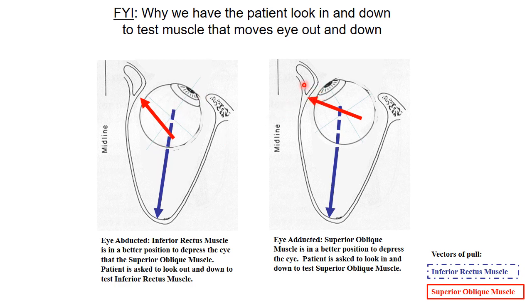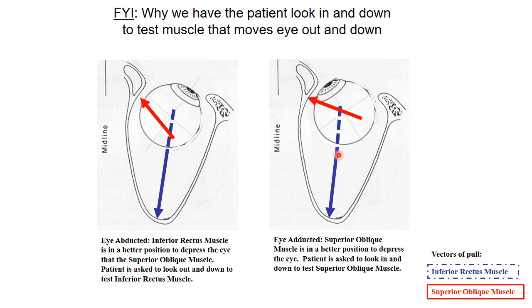Now, if you have the patient look in first, this vector of pull for the superior oblique is much closer to the sagittal line right there, a much better position to depress, and it's at least as good a depressor as the inferior rectus in this position. So anyway, all of this is just to resolve a mystery that a lot of clinicians are confused about. Superior oblique, the actions are abduction and depression, but we're going to ask the patient to look in first and then ask them to depress. It's that depression from the adducted position that we use to test it. So it's a paradox, but it's true whether you like it or not.